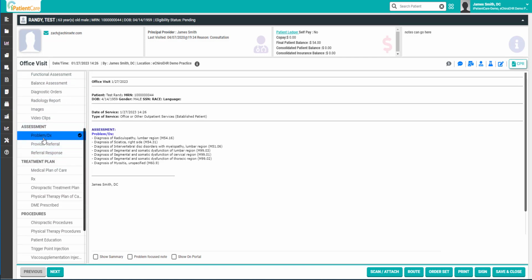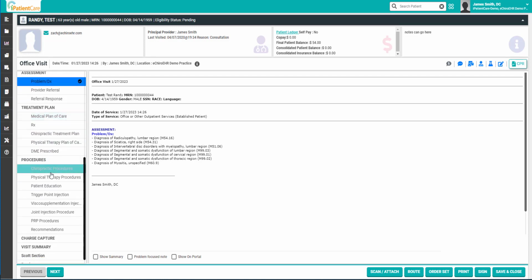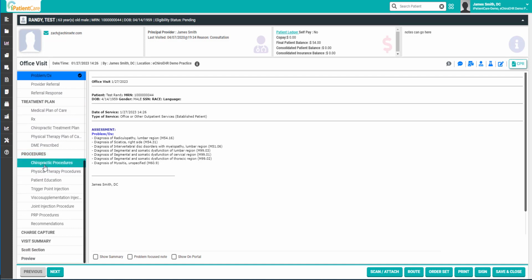Then we move into our assessment, where we would be identifying the problem diagnosis, provider referral or response to referral, and then the treatment plan. And of course, that could include a plan of care either from medical personnel, chiropractic, physical therapy, any DME prescribed would all fall within the realm of a treatment plan, and procedures per provider type as well, and types of procedures. And then finally, we have our charge capture, which is where it all comes together, the problem diagnosis, and the CPT codes that are dropped into charge capture from documenting in the procedure section.